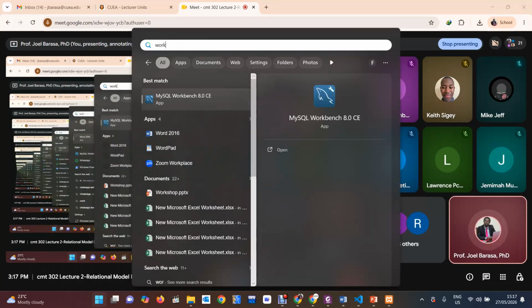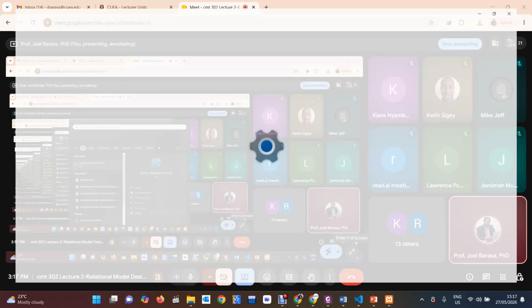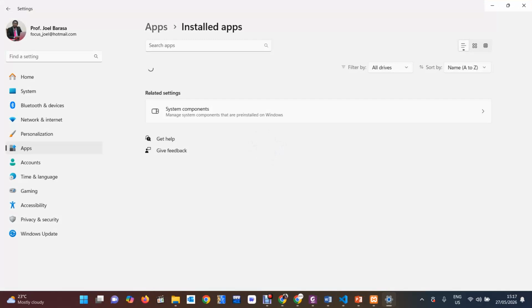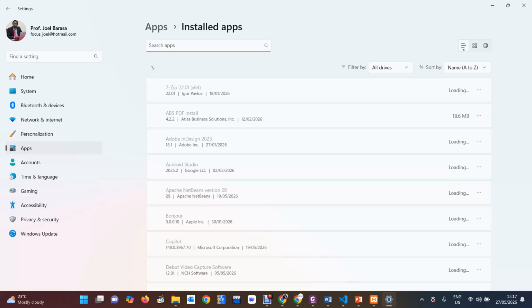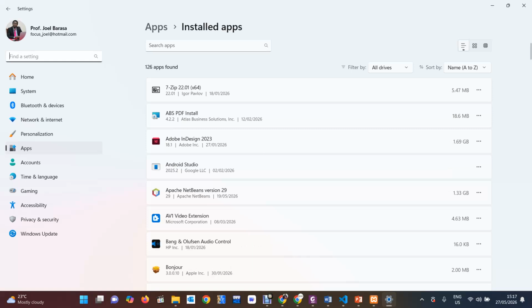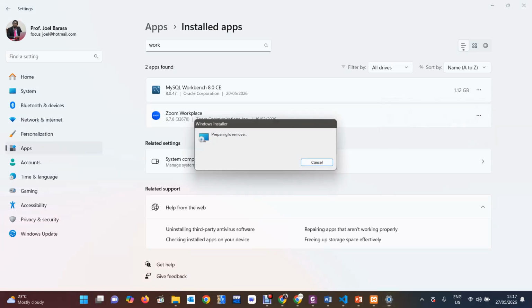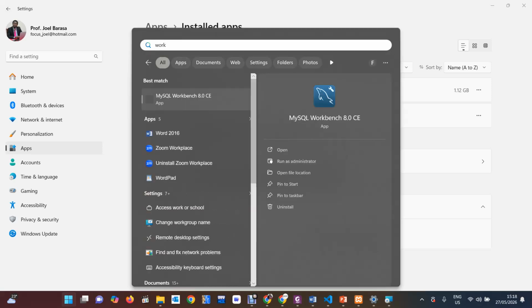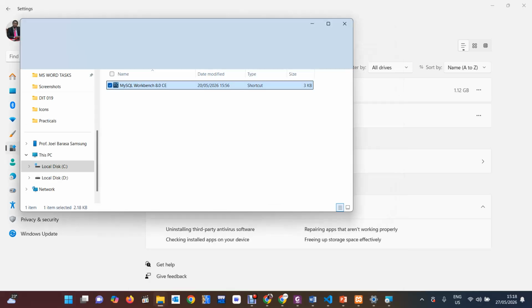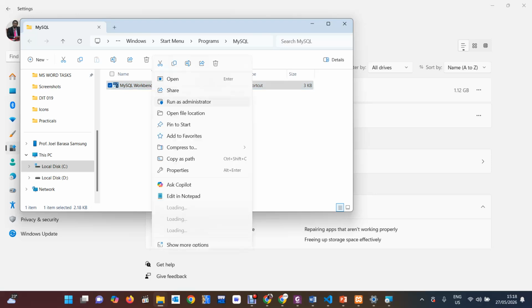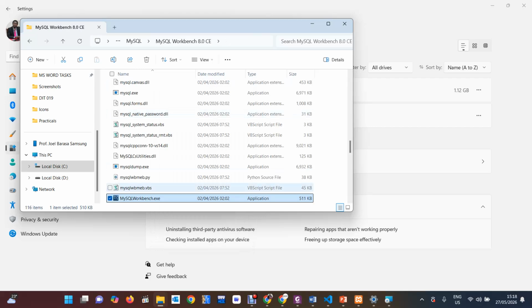I think my workbench is crashing here and there. Let me see if I can uninstall it and then redo it. Bench. Install it. Yeah.